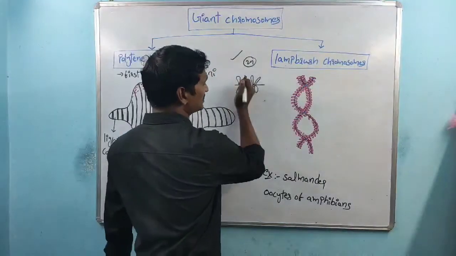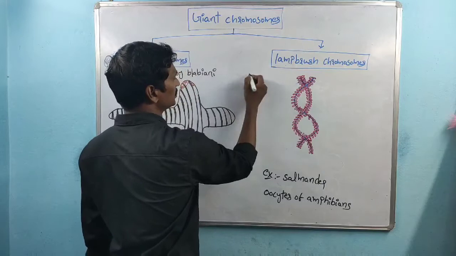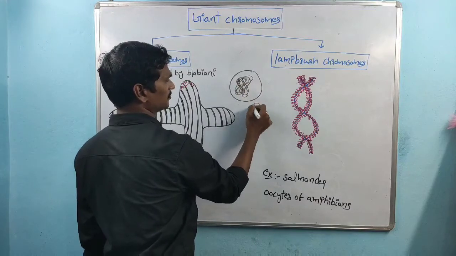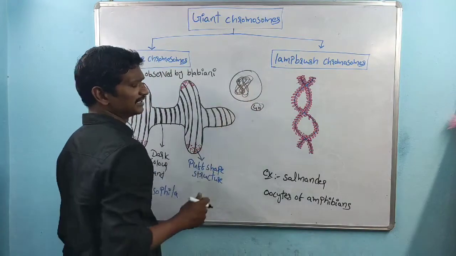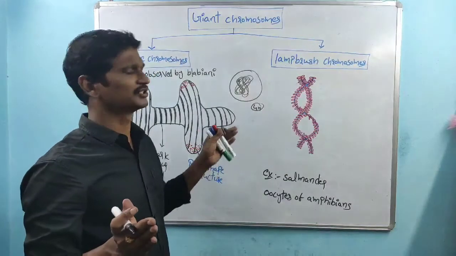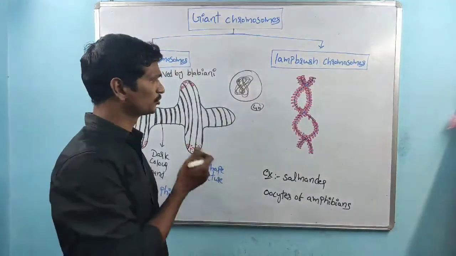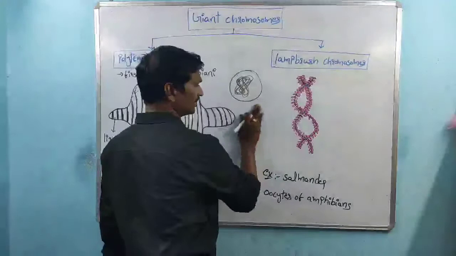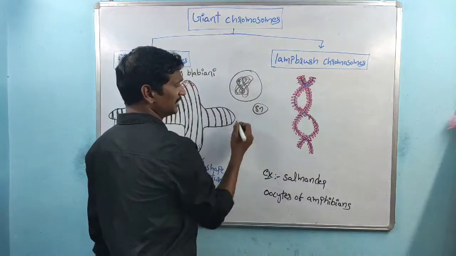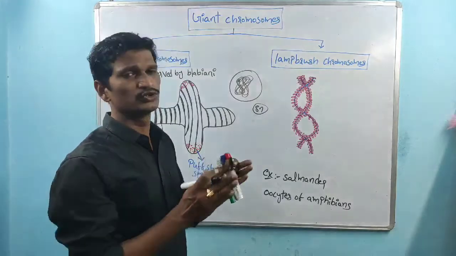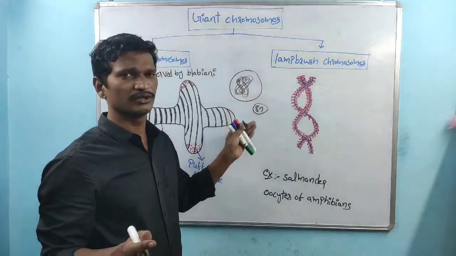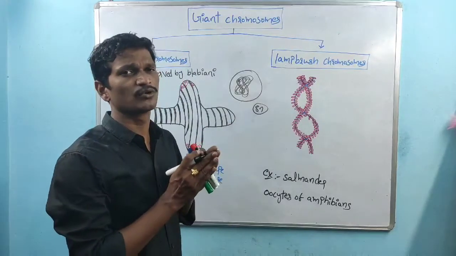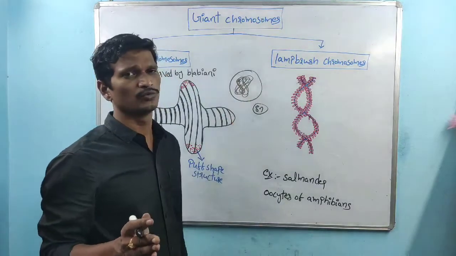But in giant chromosomes, this is the nucleus, right? The genetic material is replicated. The 2n becomes 4n. The genetic material is not separated. Here chromosomes are produced, but the chromosomes are not involved in separation. Again, the 4n undergoes DNA replication to become 8n, right? Again, the 8n is not involved in chromosomal separation. These are not involved in chromosomal separation.